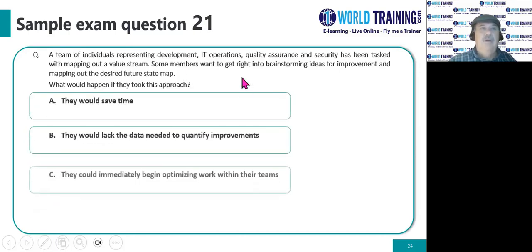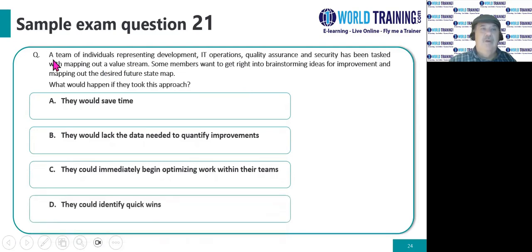Oh, long question here, so be aware and careful. A team of individuals representing development, IT operations, quality assurance, and security has been tasked with mapping out a value stream. Some members want to get right into brainstorming of ideas and improvement, mapping out the desired future state value stream map. What would happen if they took this approach?